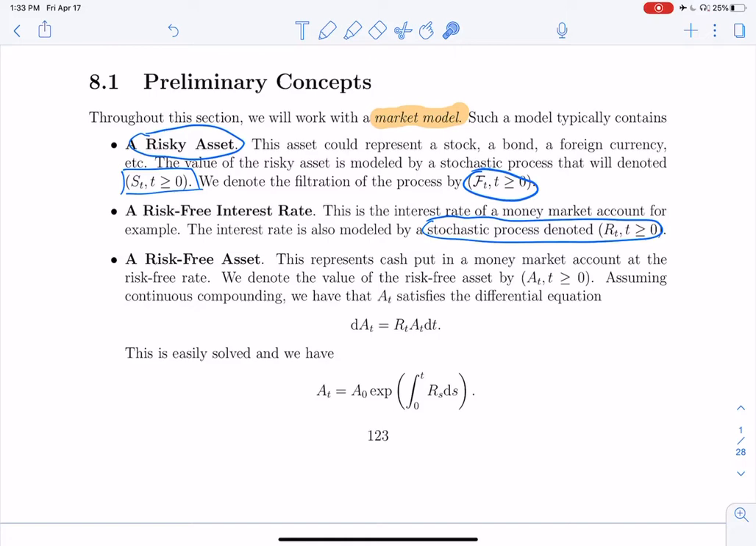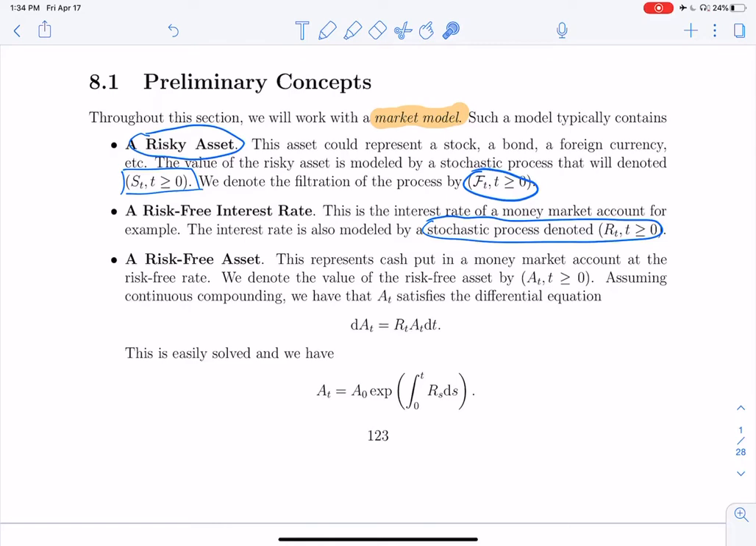Now the risk-free asset, we know how it grows if I know the interest rate, and that's just the usual exponential differential. The variation in A_t, the risk-free asset, is just proportional, and the proportion is given by the interest rate, proportional to the value of the asset at time t: dA_t = R_t A_t dt. That's an equation you can solve, even though R_t might be random, because that's the exponential.